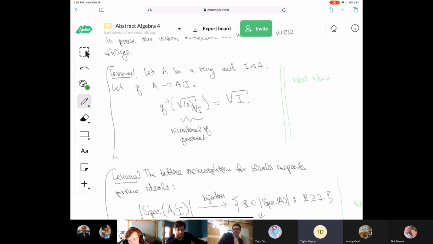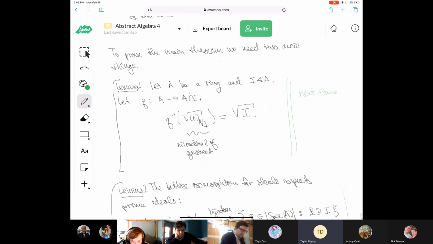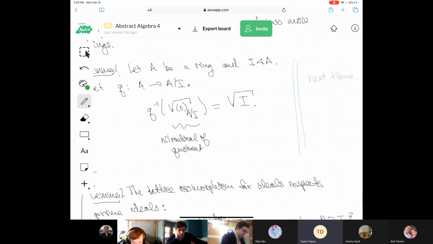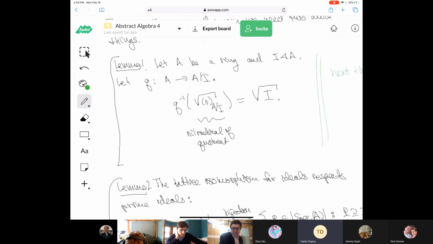Taylor, on lemma 1, after you do the squiggly, it says something of quotient. Is that supposed to be nilpotent? Nilpotent. Oh, nil radical. Okay, that makes more sense. The nilpotent radical is the nil radical. Thanks. So yeah, sorry.